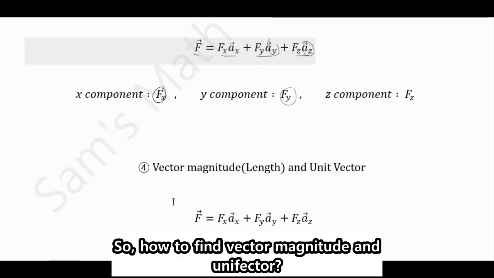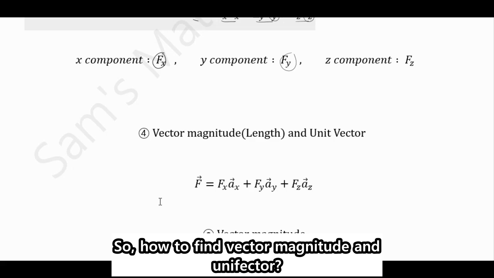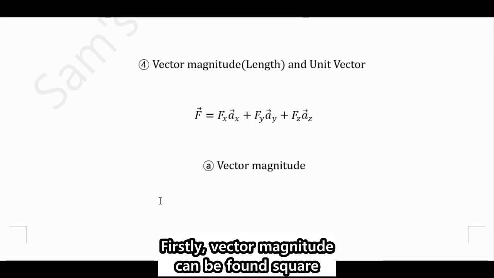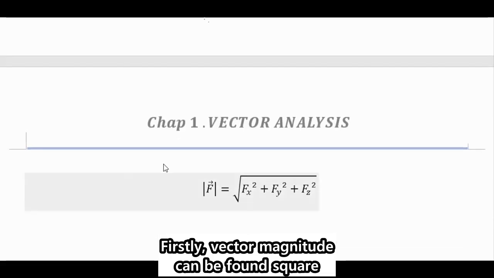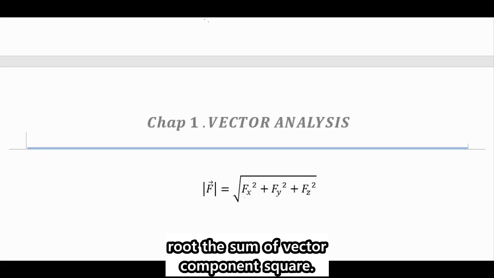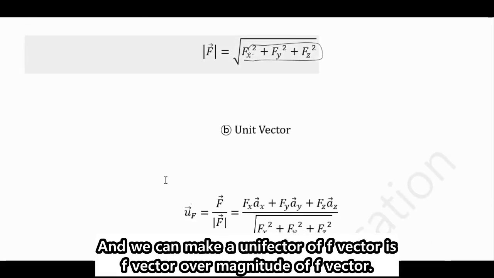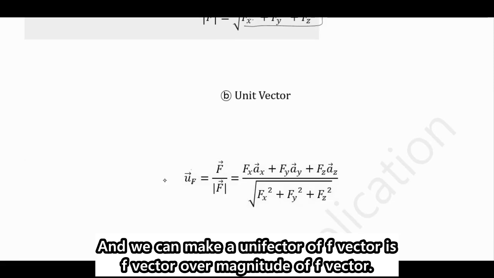So, how do we find the vector magnitude and unit vector? Firstly, the vector magnitude can be found as the square root of the sum of the vector components squared. And the unit vector of F vector is F vector over the magnitude of F vector.